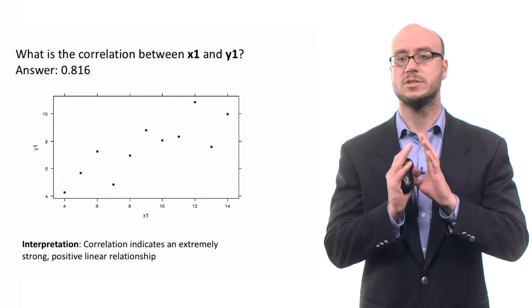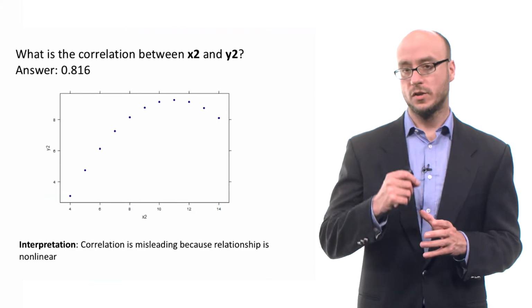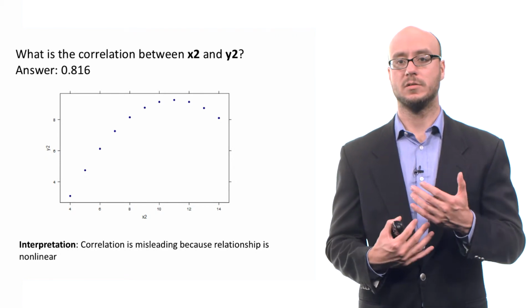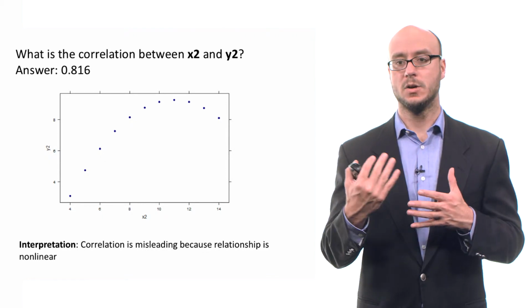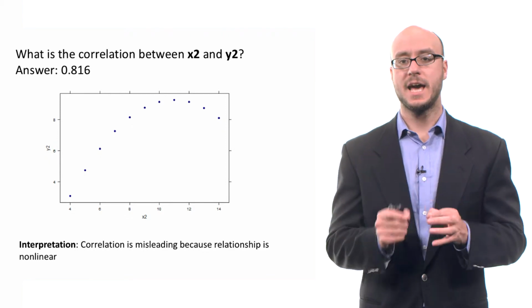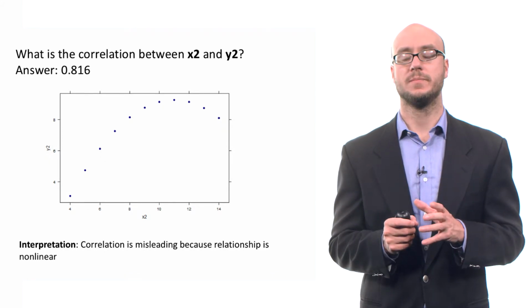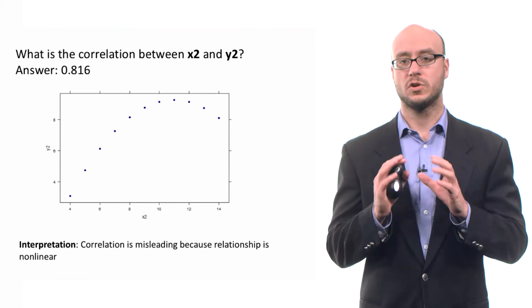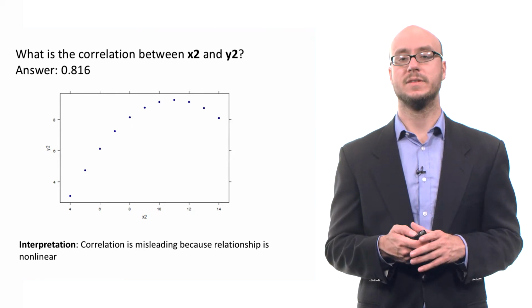But let's look at x2 and y2. Again, the correlation is 0.816. But look at the pattern in the data. This is what we call a nonlinear pattern. Nonlinear patterns tend to look like curves or squiggly lines, whereas linear patterns tend to look like more straight line sorts of patterns in a set of data. In this case, correlation is misleading because the pattern in the data is in fact non-linear. So the correlation here is not capturing the true pattern in the set of data.